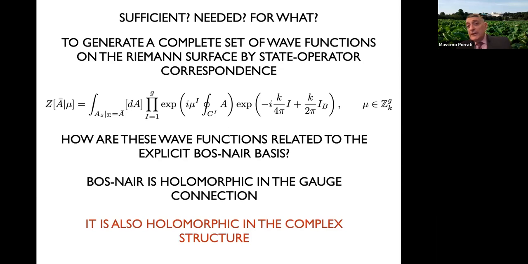But it's not clear how to relate the wave function that you construct with the state-operator correspondence to the explicit wave function that you have in the Bosnier basis, because the Bosnier basis is far from being generic. It is holomorphic in the gauge connection A bar, but it's also holomorphic in the complex structure. So it's a very special basis. Again, our question is essentially how to relate the partition function with Wilson loops, which we know is sufficient to span all the Hilbert space, with this other basis, the Bosnier basis. And the first element in this dictionary is to find what is the partition function without Wilson loops.